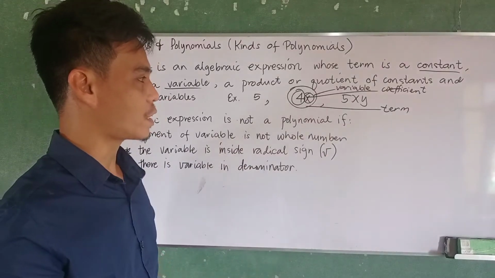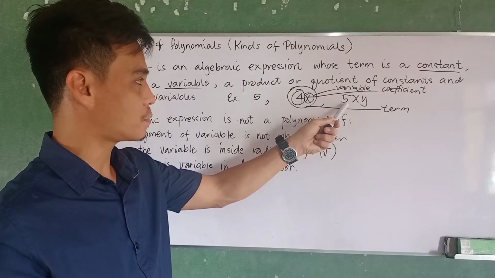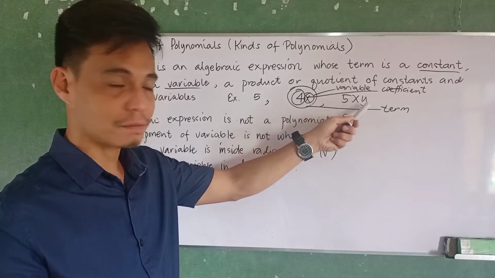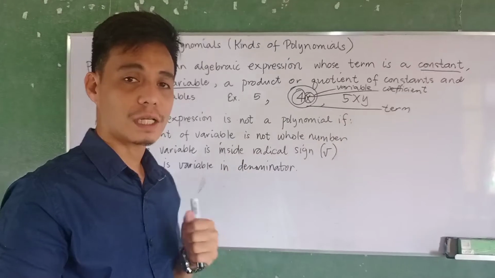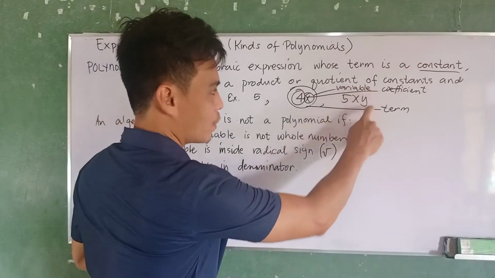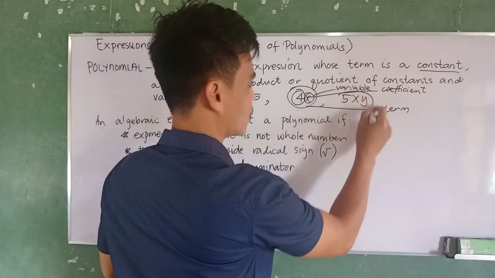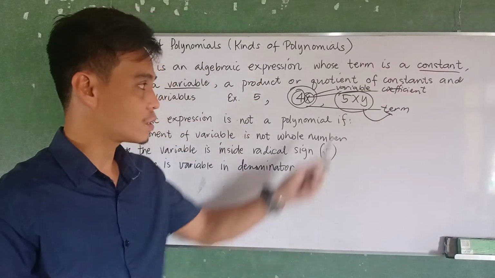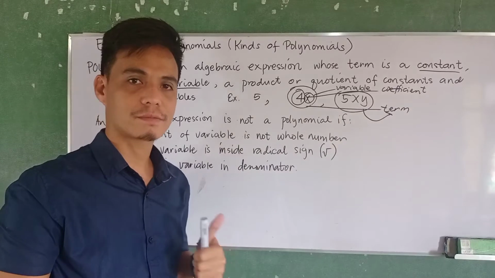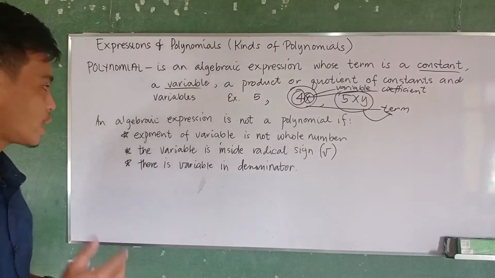Another example is 5xy. So, your 5 there is your coefficient of xy. Yung xy naman dito, yun yung variables natin. So, yun yung mga letters. Yung kabuuang tawag nito sa 5xy, itong 5xy is term. So, isang term sa kabuuan yung 5xy. Okay? So, patuloy tayo guys, no?